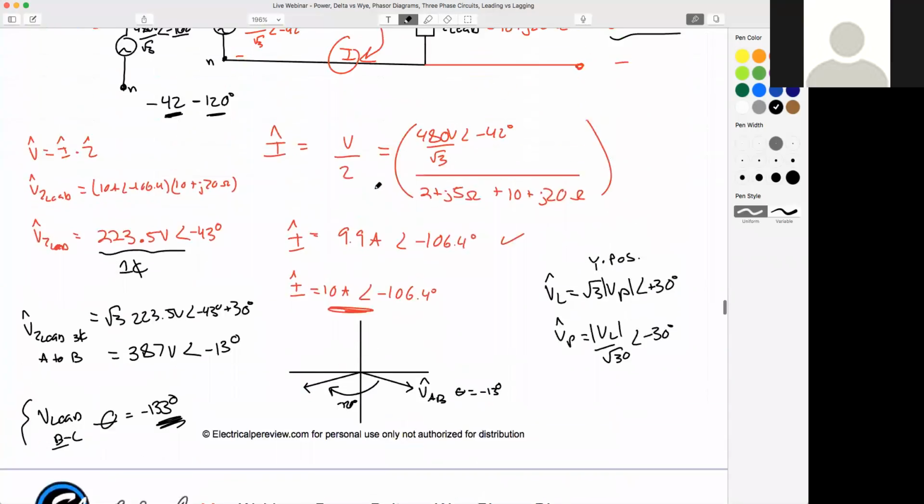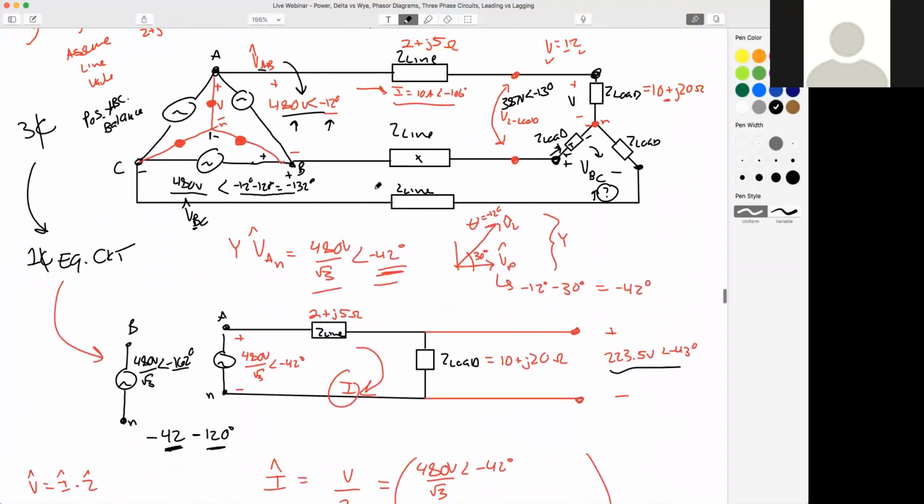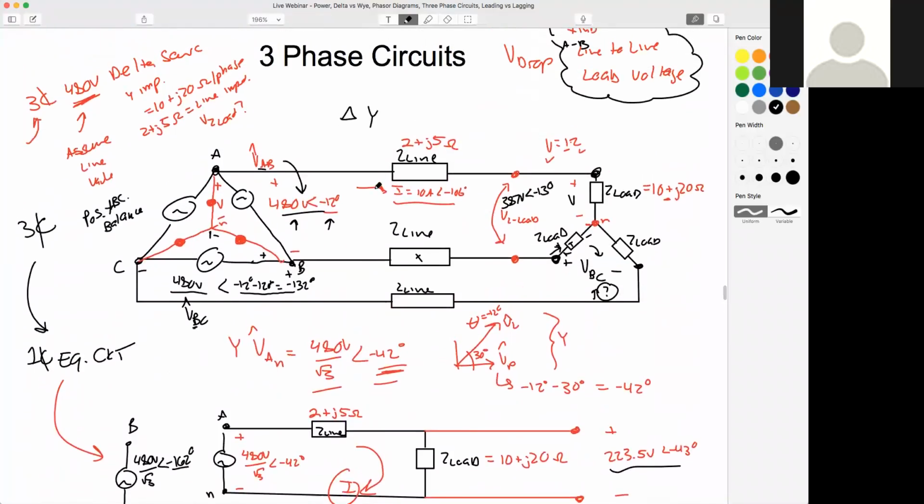Do I have any questions about the example we just did? And if not, do you have any other questions? Maybe delta-wye, wye-delta, delta-delta. We won't do another worked out example because that will take too long, but I would be perfectly happy to talk about the relationships and we can draw out the relationships.